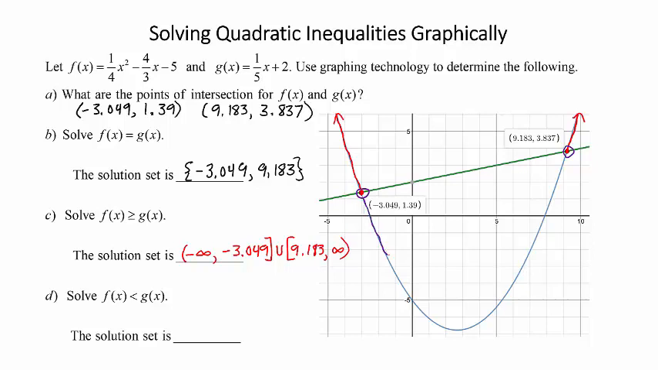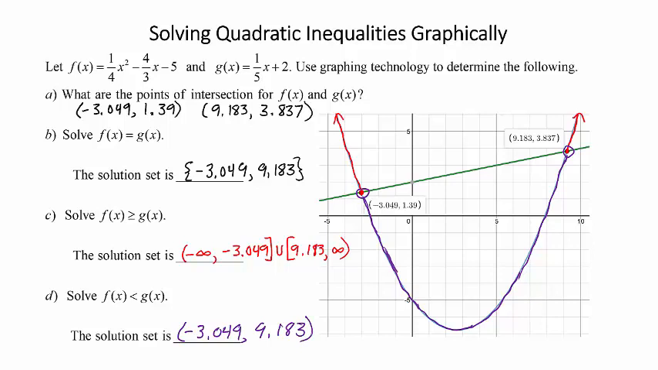And I want everything that's below that green line, right? That's on the parabola. So I'm just going to shade the part of the parabola that's below the line there, okay? Less than, f of x less than g of x. Okay, so that purple part that I just shaded, again, state the domain of it. So it's going to be an open interval from negative 3.049 up to 9.183. So hopefully you're getting the hang of this.